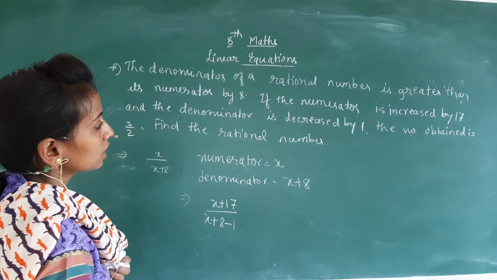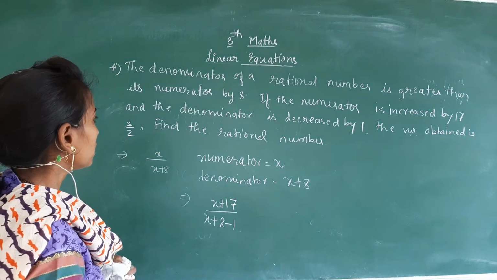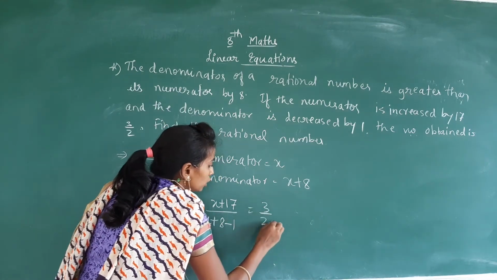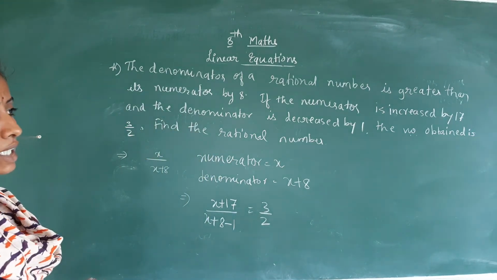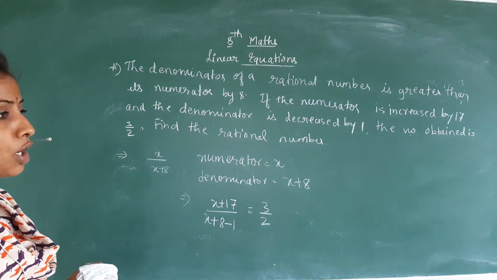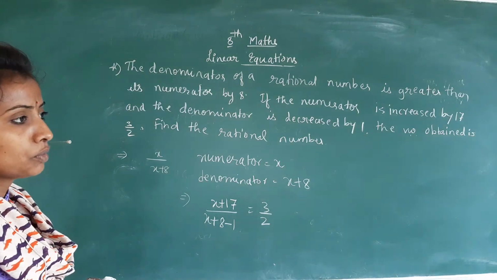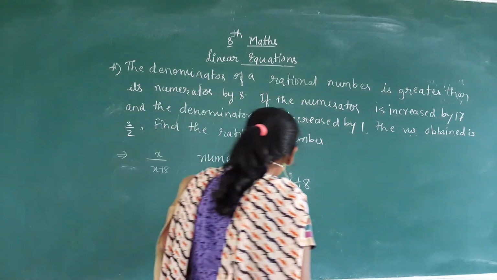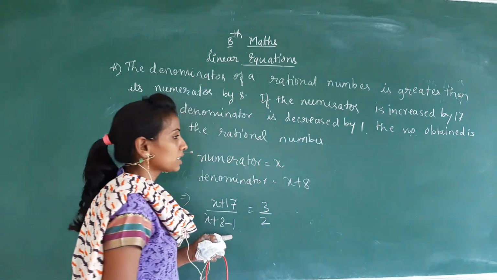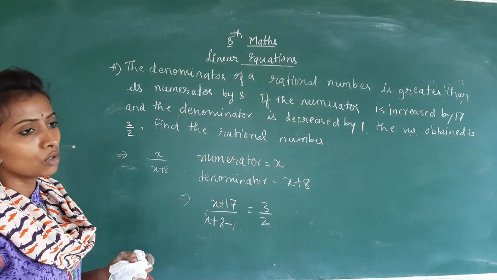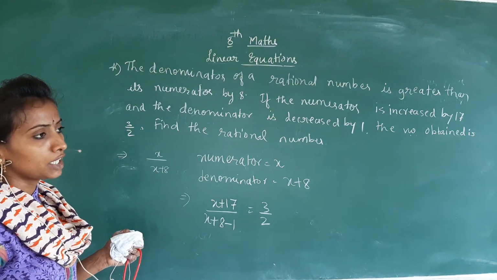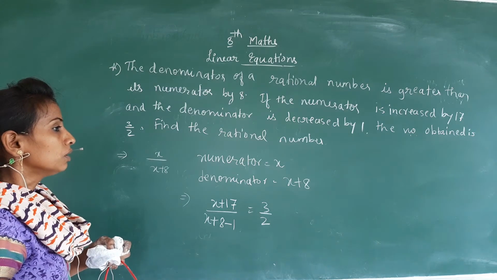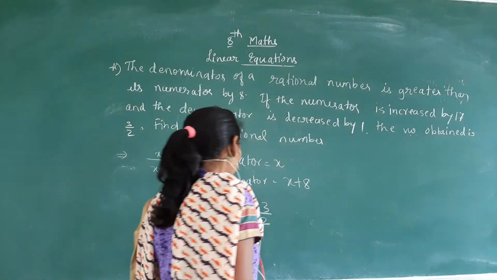After that, the number obtained is in the ratio 3 by 2. By solving this linear equation, we will get the required rational number. That means x plus 17 divided by x plus 8 minus 1 is equal to 3 by 2. This is not yet in the linear form. First we have to make it in the linear form.